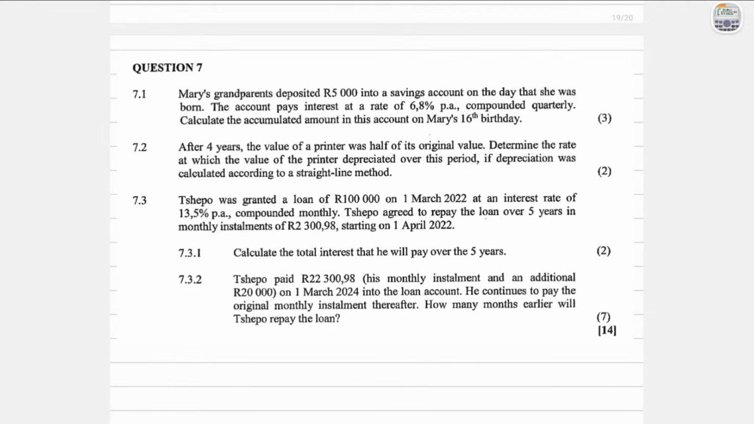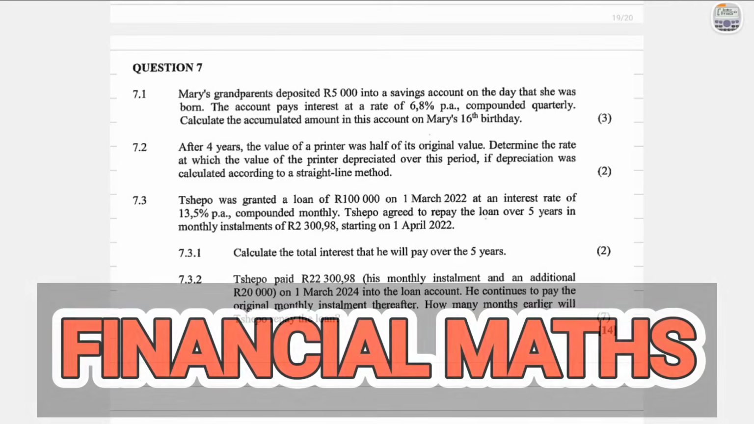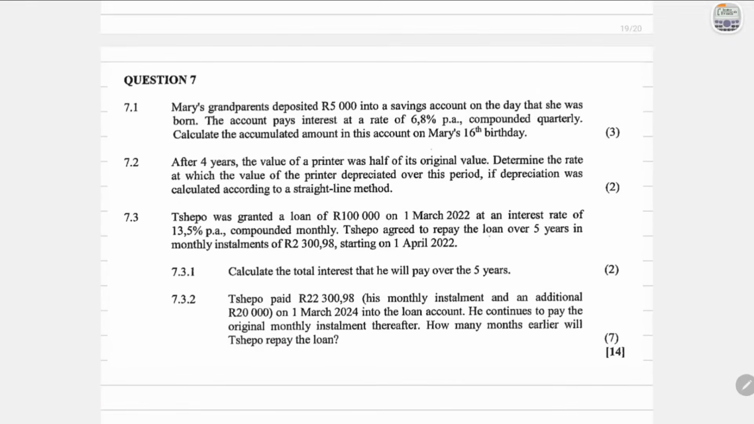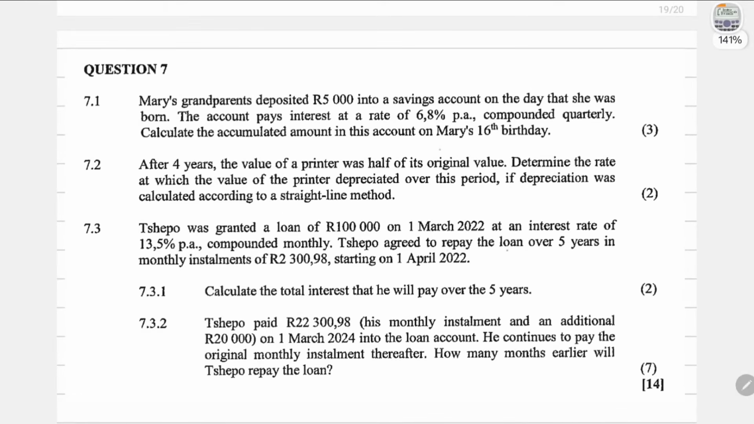So in this video we're going to be covering question 7, which is the financial maths section of the November 2024 grade 12 paper 1 exam. Okay, so we have 7.1 and let's get into this paper.